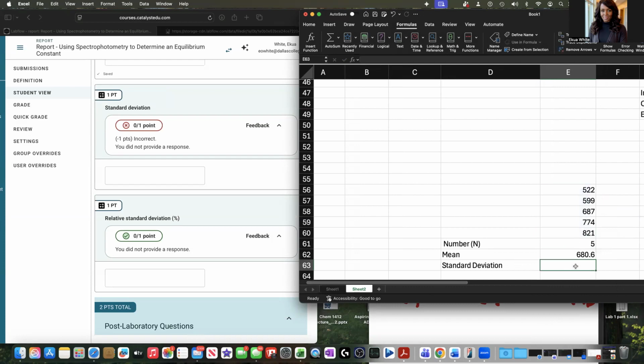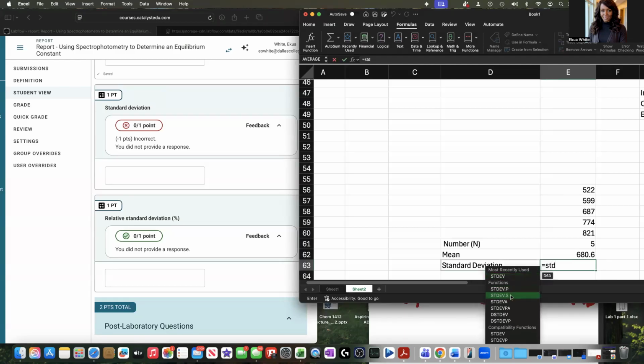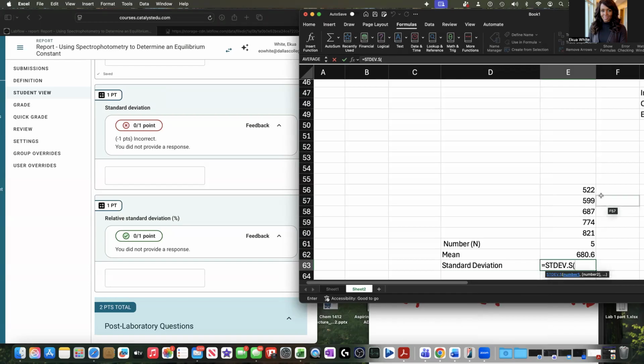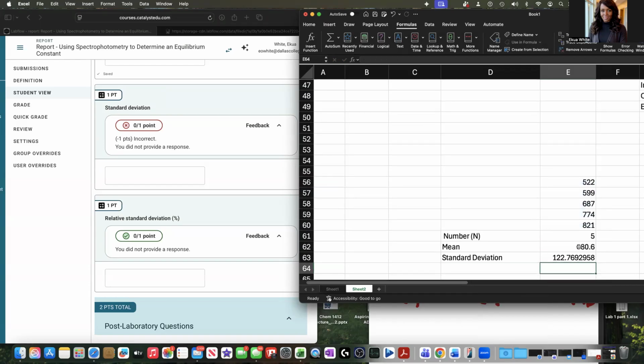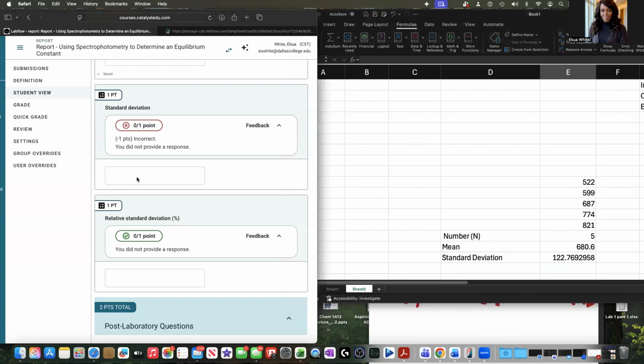Standard deviation, you can use the formula, or once again, equal STD, standard deviation. We can use the second one. That's the common one. We have, once again, 5 samples. So press equal for that, and we have what? 122.7. So 1, 2, 3. We can use that.